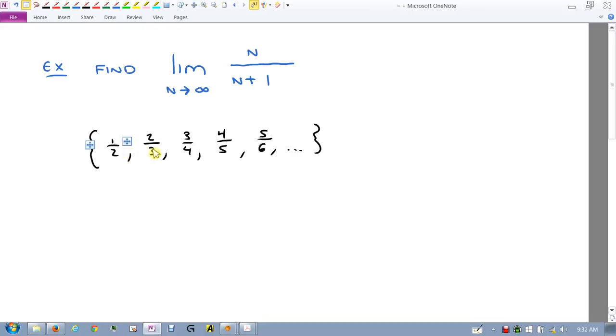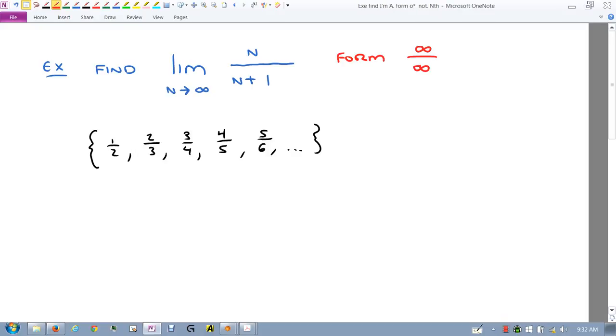What does it look like these are getting closer and closer to? We're getting closer to 1, right? Think about 100, right? You'd have 100 over 101. That's very close to 1. But we need to show it somehow. So how are we going to show that it's 1 algebraically? When n goes to infinity, what does the top do? Goes to infinity. When the bottom goes to infinity, infinity plus 1, still infinite, right? So we have this form of a limit where you have infinity over infinity.